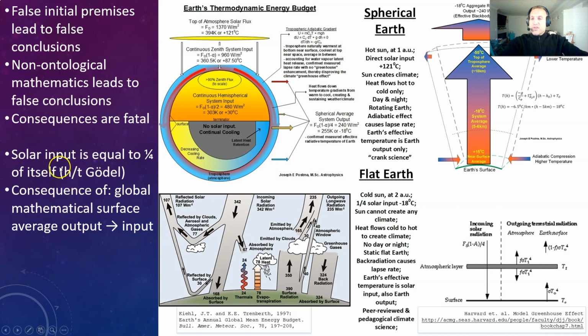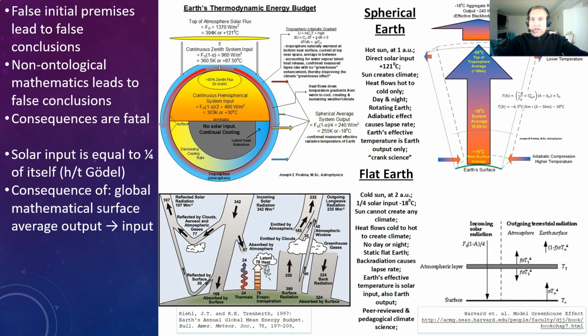So why do they do that? How do they get to this result of solar input is equal to 1/4 of the solar input? That is a consequence of global mathematical surface average output of the Earth being used for the input. Now you see how they have this input right here? This F, that's the flux from the sun, times this (1 minus A) over 4. See how they're using that as the input to the Earth? Look what happens if you use a spherical Earth instead. See, they have this flat Earth. If you use a spherical Earth instead, you get that value, but that's just the output of Earth.